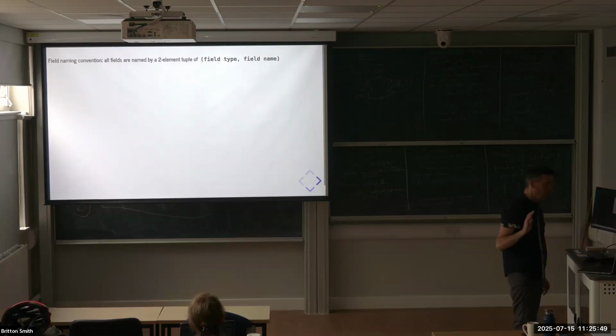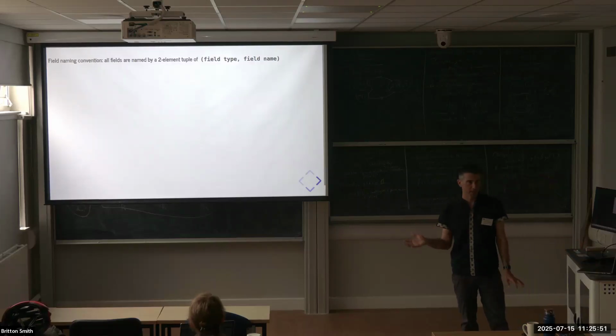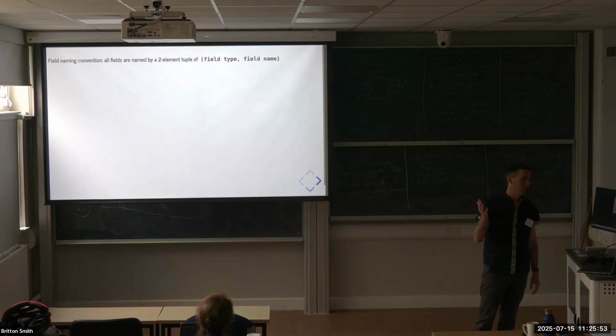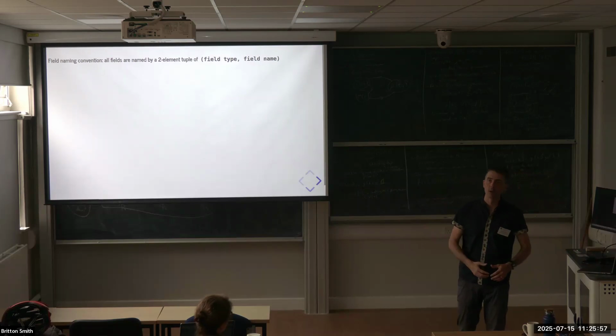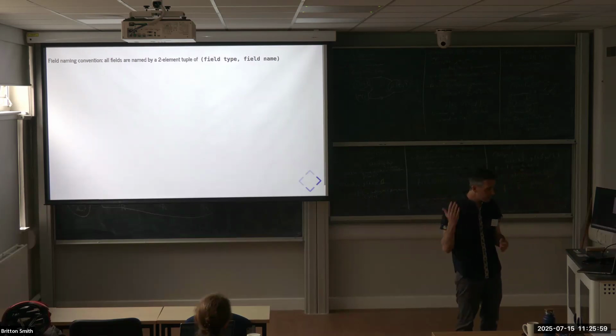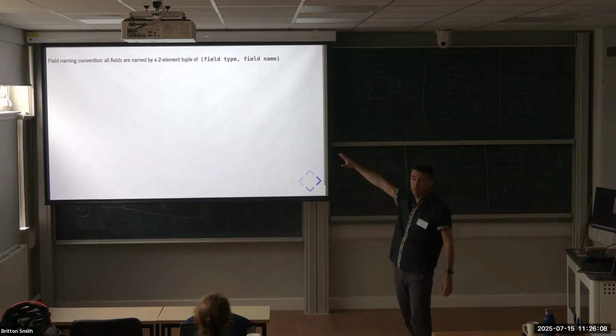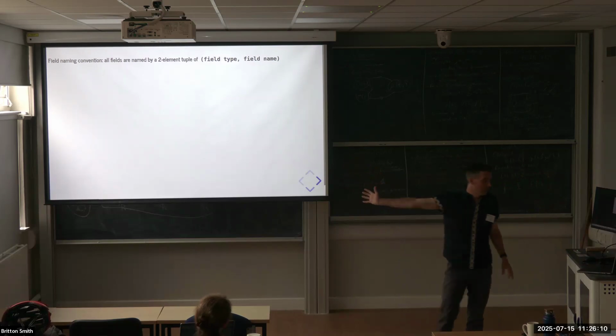So the field naming conventions, this is something that we should discuss here, right? So when you access field data in ENSO, you do it by its name, right? And all fields in ENSO are named with a 2-element tuple, essentially of type and name, right?